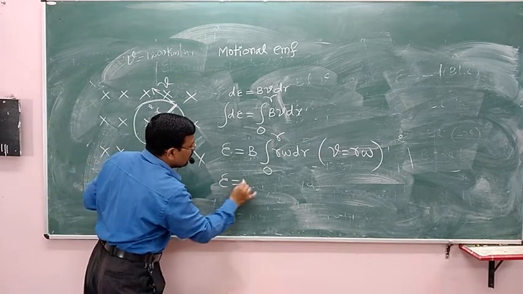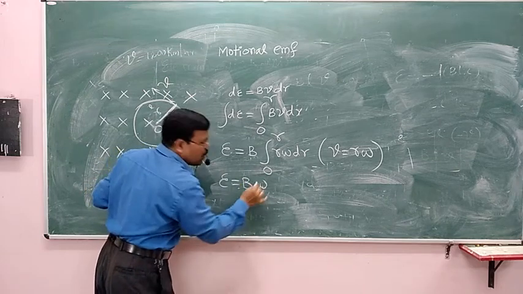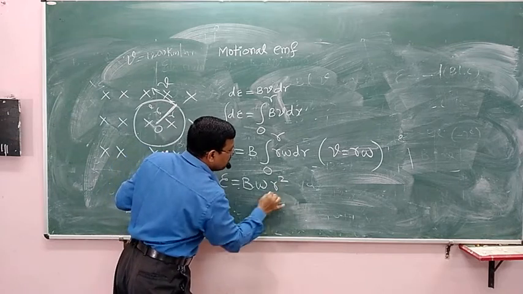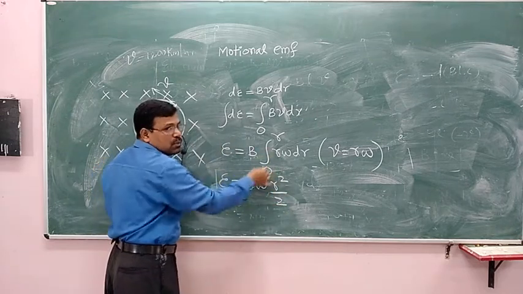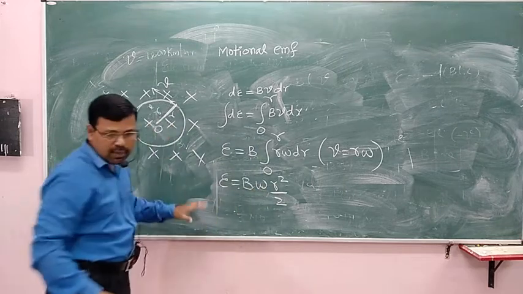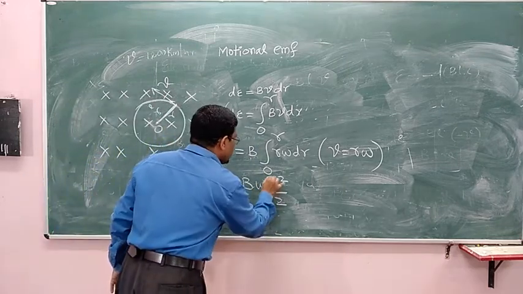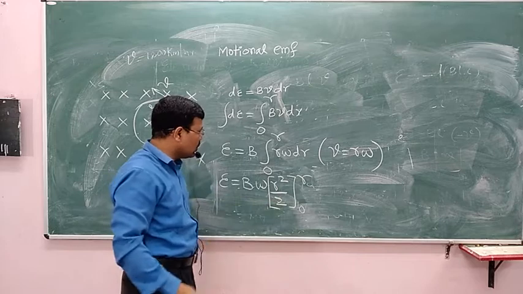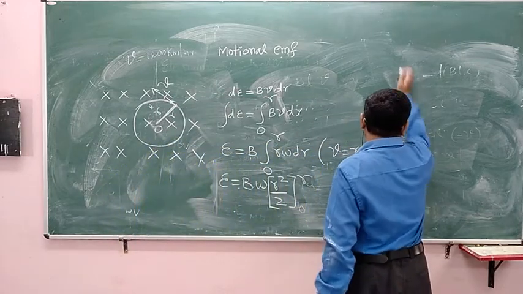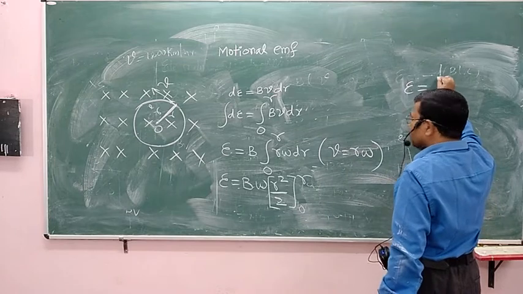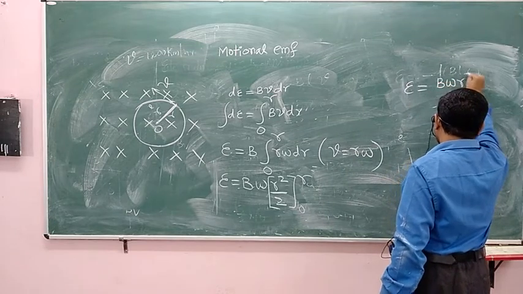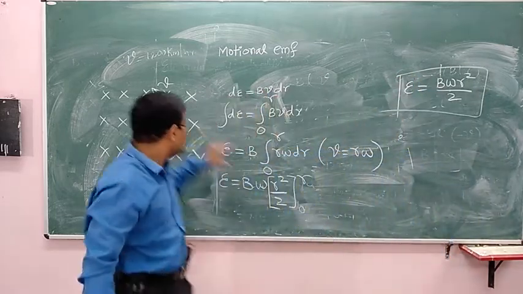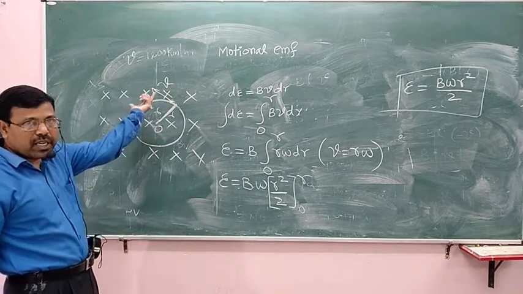E is equal to B omega, you keep the constants outside, into integration of r dr, and the integration of r dr is r square by 2. You can substitute the limits, upper limit r and lower limit 0, and you get the same. E is equal to B omega r square by 2. This is the induced EMF produced in this conductor due to its rotational motion.